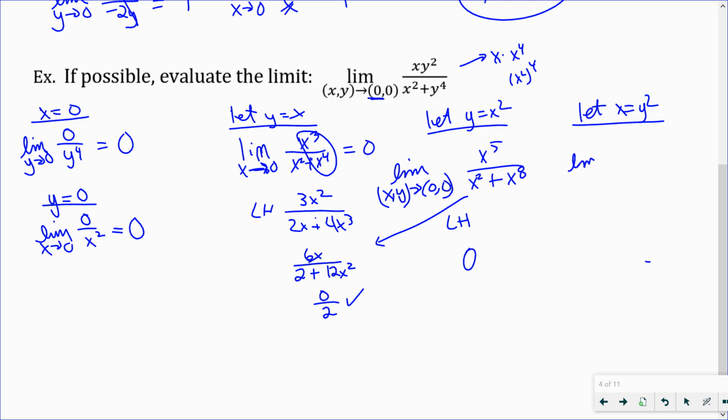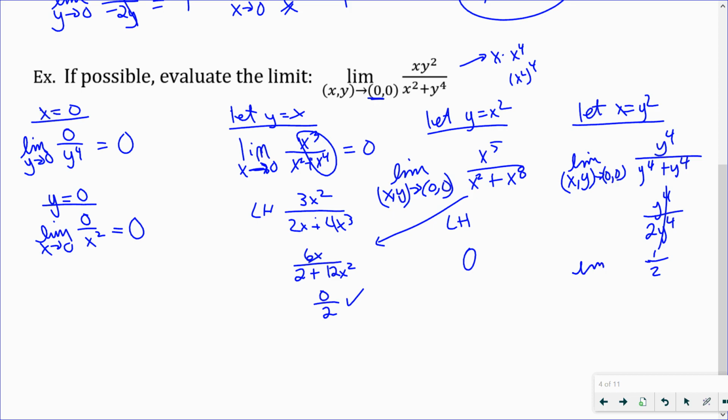So, my limit as x, y goes to 0, 0, going to the right. We're letting x equal y squared. So on top, I'm going to have y to the second times y to the second, so y to the fourth. On the bottom, remember the x's are y squared, so I'm going to have y squared squared, which is y to the fourth, plus y to the fourth. So these all match. I get y to the fourth over 2y to the fourth, and what happens to the y to the fourths?